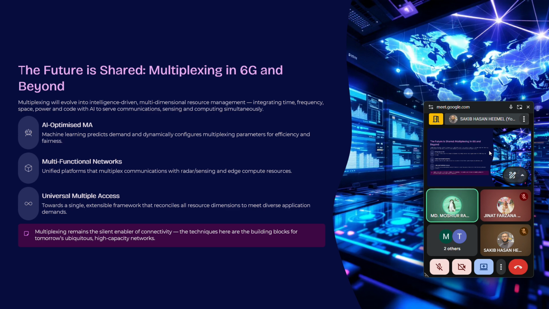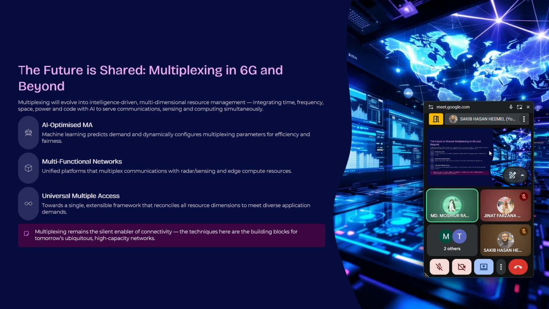Number two, multifunctional networks. In 6G, the network does more than just talk. We are entering the age of integrated sensing and communication (ISAC). Imagine a world where the same signal that carries your video call also acts as a radar, sensing the environment around it to help autonomous vehicles navigate or to monitor city traffic. By multiplexing communication data with radar sensing and edge computing, we turn the network into a giant distributed brain.